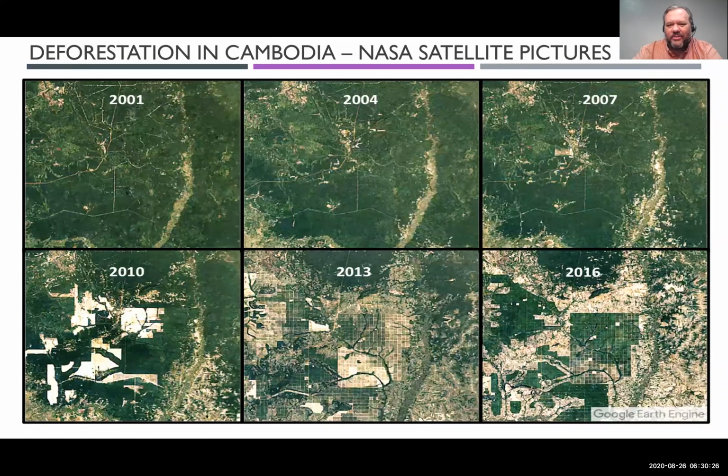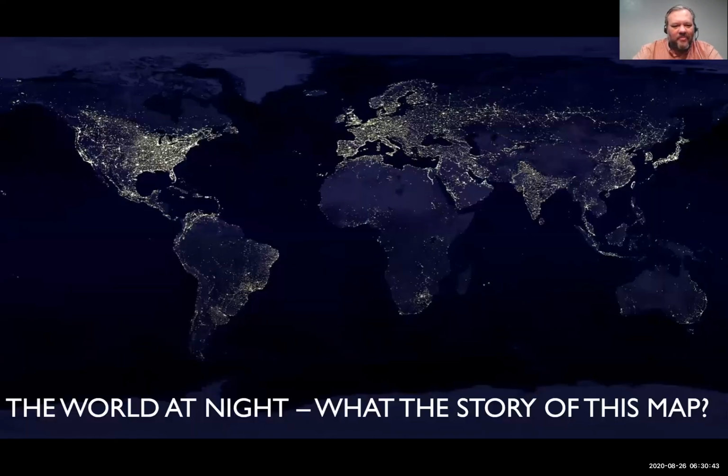Alrighty, here's some NASA satellite pictures in Cambodia. This is showing the effects of deforestation. So this is all the same area, and you can track 2001 up here all the way down to 2016, and you can see the progress of deforestation.